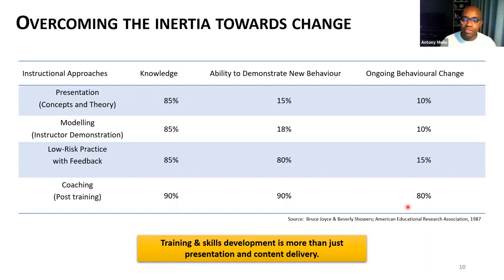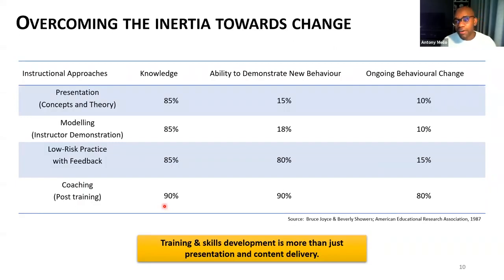A lot of people speak about transformation. They develop a skills development roadmap and a program. But if you don't have this ongoing coaching, as can be indicated here, it's not going to be sustainable and driven throughout the organization as a way of living, as a way of doing work on a day-to-day basis. So at the bottom there, training and development is not just a presentation and content delivery.